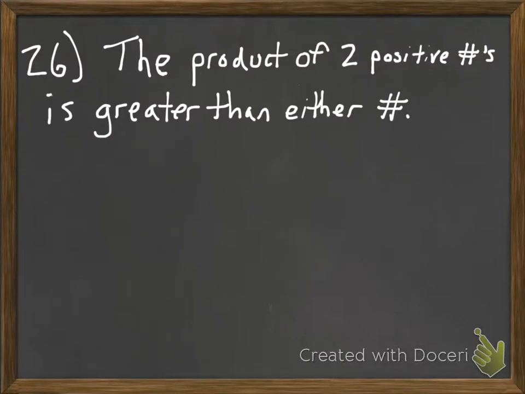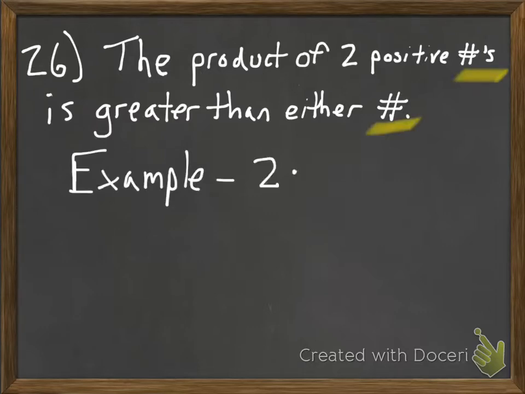Number 26, it says the product of 2 positive numbers is greater than either number. Okay, so if I take 2 positive numbers and multiply them by each other, so this will be an example. Okay, here's my example. 2 times 2, that's 2 positive numbers. The answer should be greater than either number, and that equals 4. So that is an example.